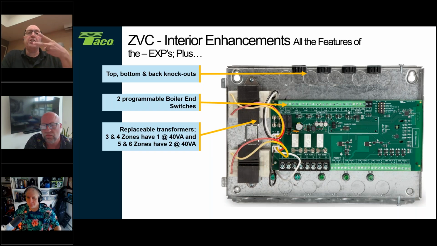The 5 and 6 are going to have 240 VA. So that should be more than enough juice for some of your systems out there. If you need more power than that, then contact my guys at Tech Services. They do have some wiring diagrams on how you can use an external transformer for your thermostats.